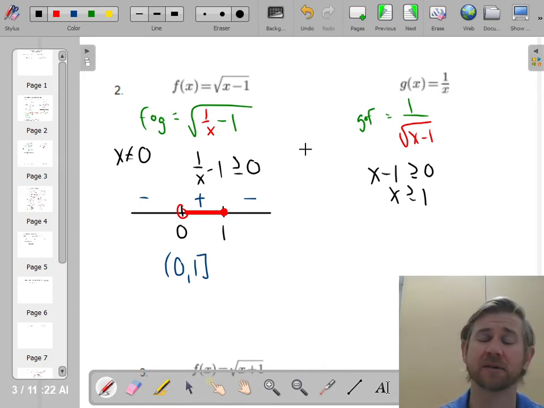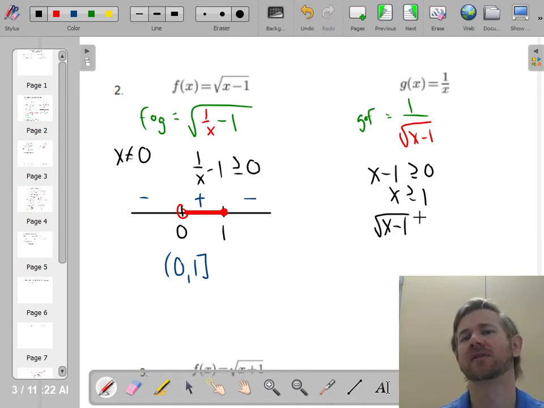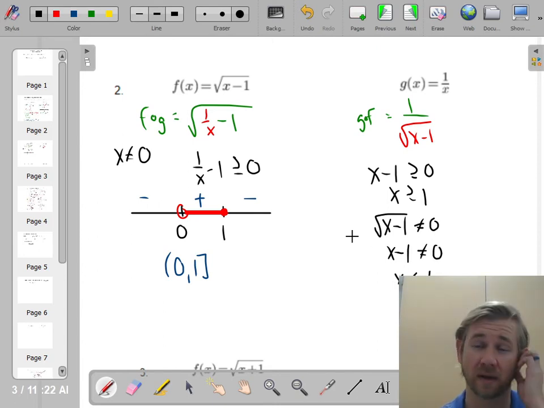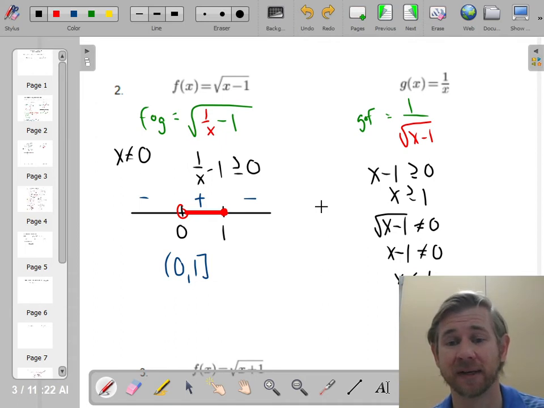So we know we got to pick numbers bigger than 1, and then we're going to look at our new composite function and see if we can add to that. And it looks like we're going to have to say x minus 1, the square root can't be 0, which means x minus 1 can't be 0, which means x can't actually be 1. Because if you did plug in 1, you would get 0, and the square root of 0 is fine, but the square root of 0 is not fine in the denominator.